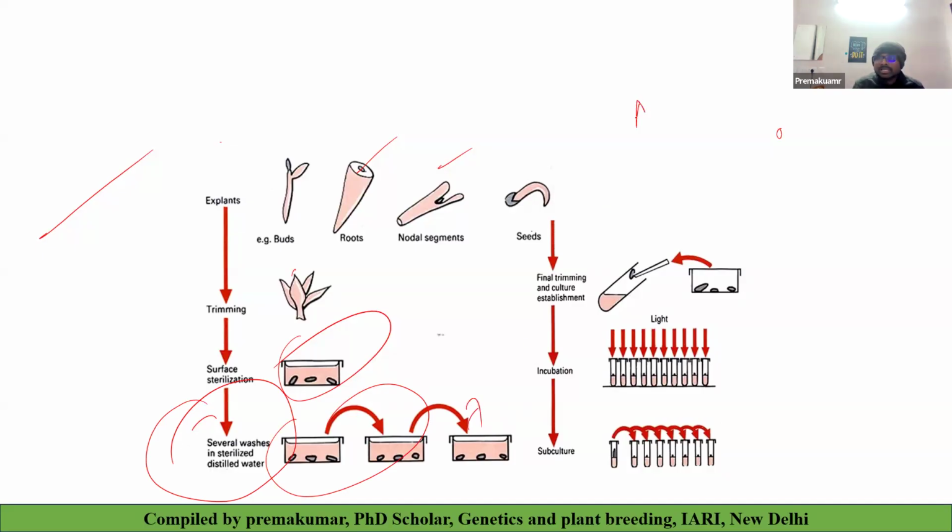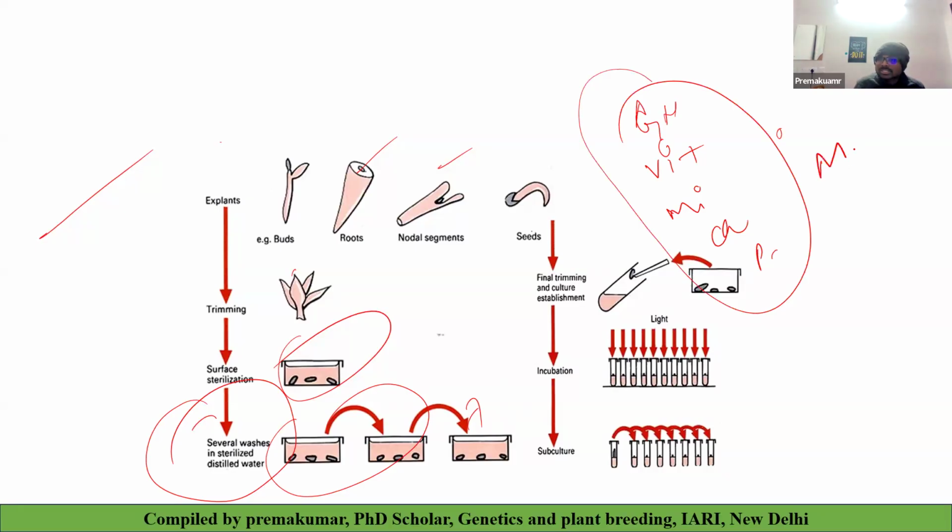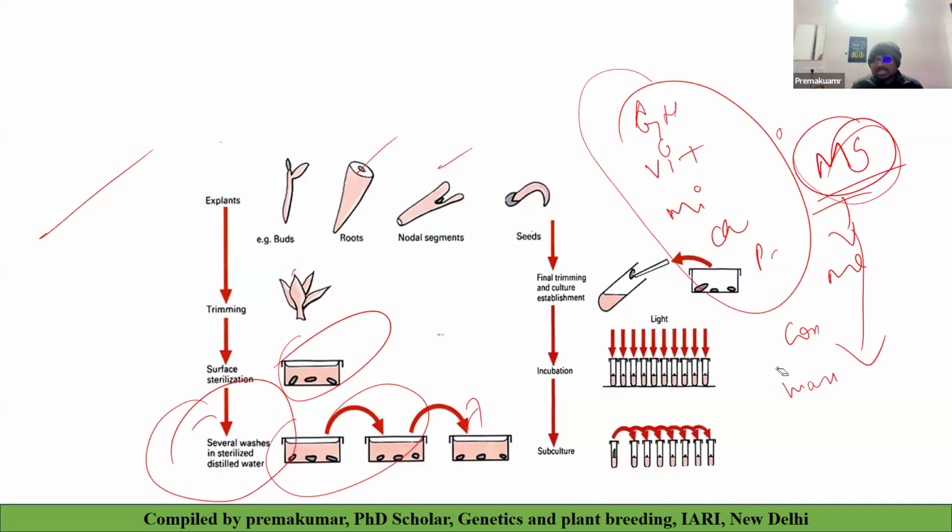You know that media will contain growth hormones, vitamins, minerals, carbohydrates, protein. There are different compositions. Majorly used is called MS media. Nowadays the MS media will come as a complete product. Master mix will come as a complete mix of all the ingredients.